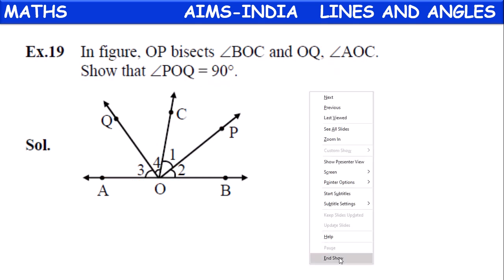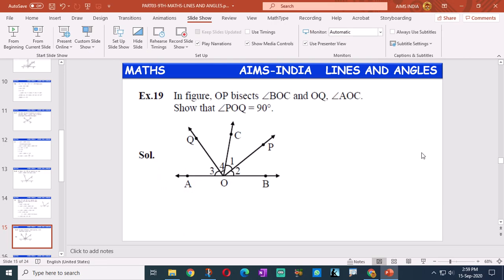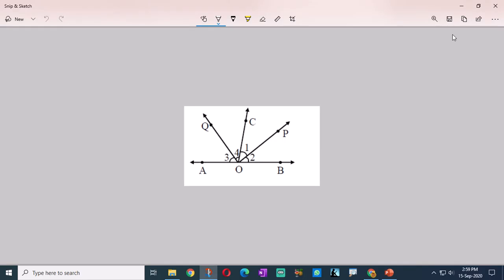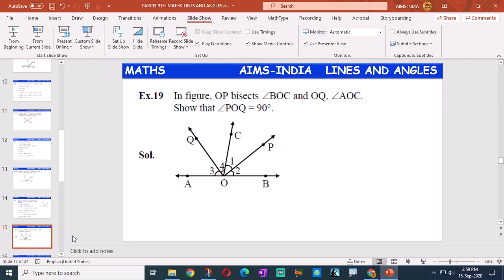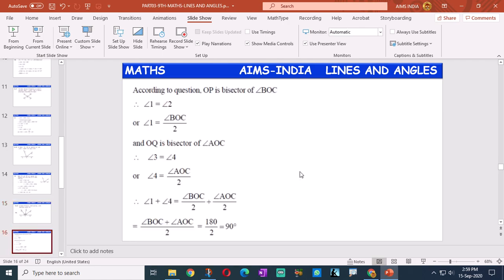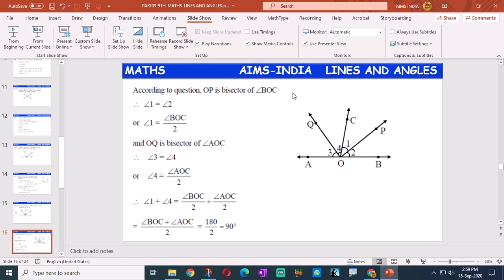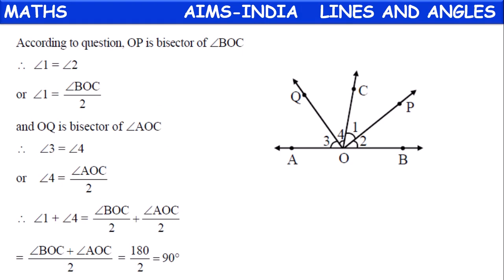Equal to 90 degrees. 1 minute, children. Equal to 90 degrees we have to prove. Let's take the diagram here. So this is the diagram, children.